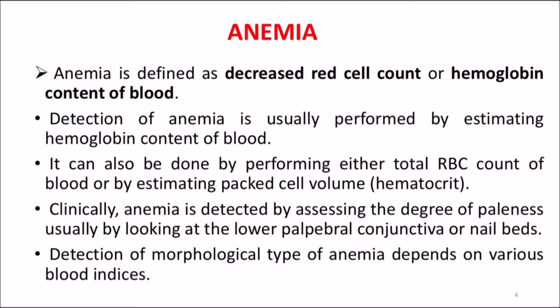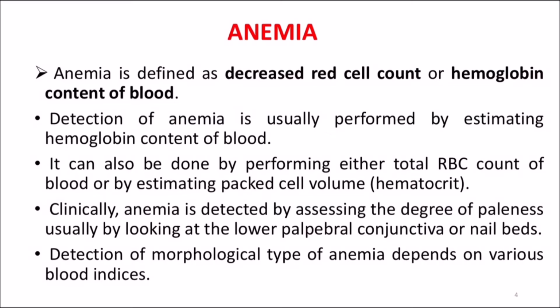The detection of anemia can usually be performed by estimating the hemoglobin content of the blood. It can also be done by performing the total RBC count of blood or by estimating the PCV, the packed cell volume, also known as hematocrit value. By estimating the PCV or calculating the RBC count, you can come to know whether the person is having anemia or not.